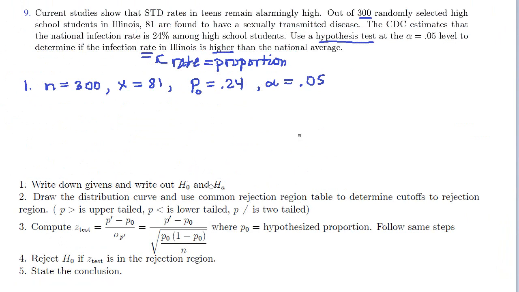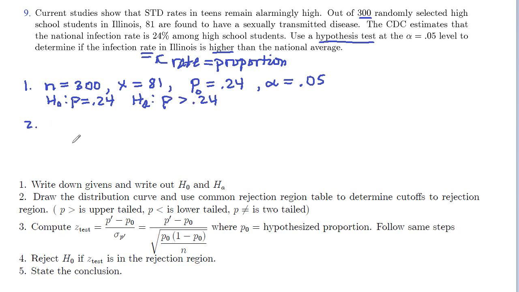Want to write our null and alternative hypothesis. So H0 and HA. Remember, the alternative is what you're trying to show. We're trying to show that Illinois is higher. So that would be that the proportion in Illinois is greater than 0.24. If that is not the case, then we'll say that p equals 0.24. There's no change.